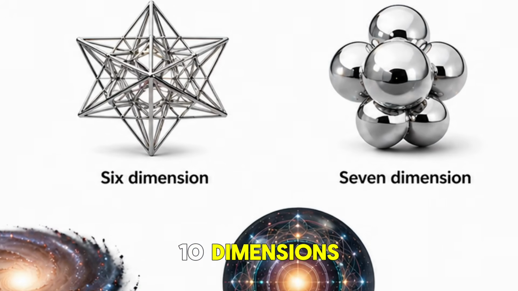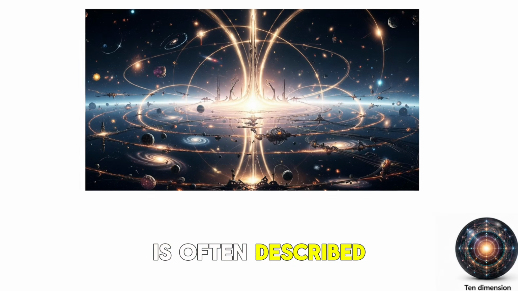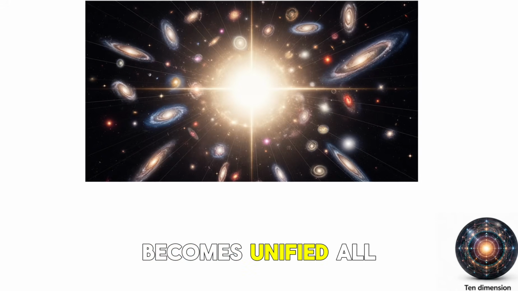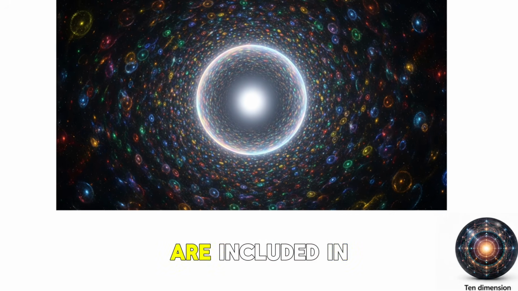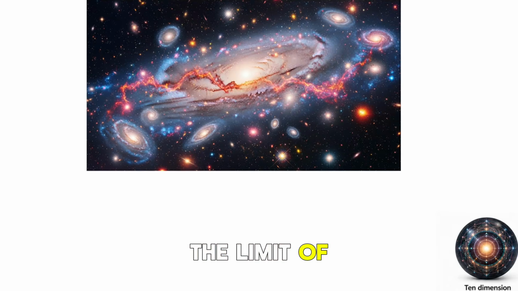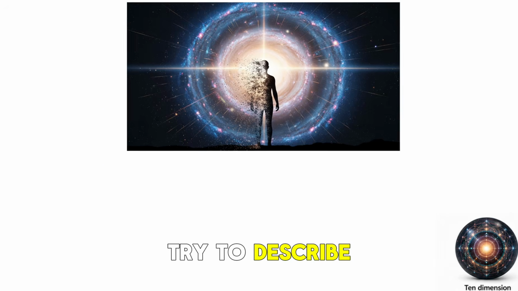Ten dimensions. The 10th dimension is often described as the point where everything becomes unified. All possibilities, all timelines, and all universes are included in a single structure. Beyond this level, there is no further separation or variation to explore. It represents the limit of what these dimensional theories try to describe, bringing everything together into one complete system.